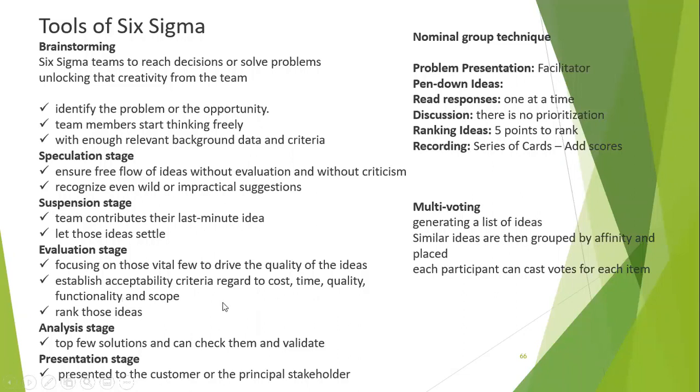For example, I have 10 ideas, we'll rank them 1 to 10 and then give priority to 1 to 3. Based on this evaluation, we go for the analysis stage. Check the top few solutions and then validate. For example, I identify 3 ideas. In those ideas, how are we going to implement them, and those ideas you are going to present to the customer or a principal stakeholder.